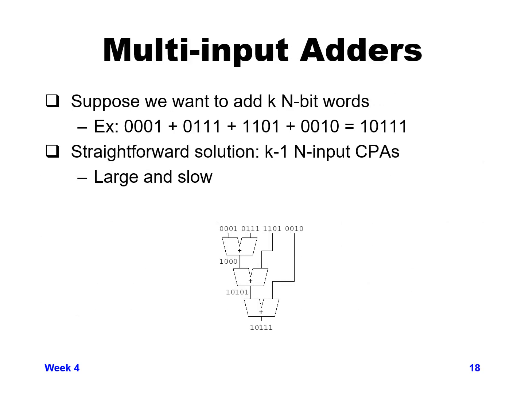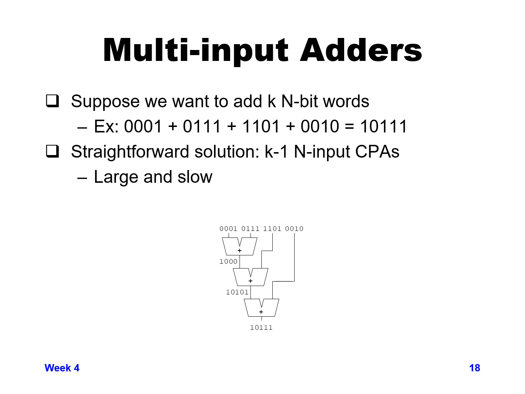Okay, I know we've gone through lots of adder stuff and we're all sick of adders, but one last topic. That's what do you do if you have multiple input adders? So you want to add more than two numbers together. So far we've just talked about adding two numbers together. So suppose we want to add k number of n-bit words. In the example below, we have 4-bit words, and we want to add 4 numbers together at 4 bits each.